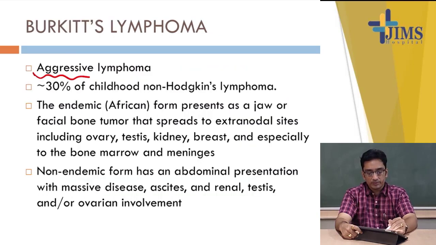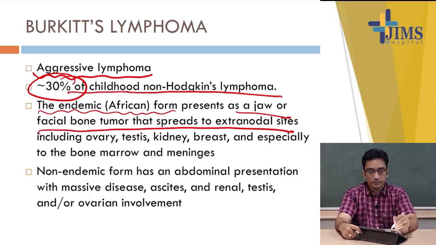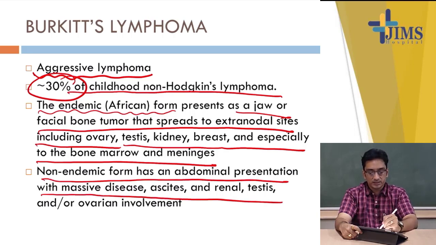Burkitt's lymphoma, very important, aggressive lymphoma, 30% of childhood non-Hodgkin's lymphoma. Two forms: the endemic African form presents as a jaw or facial bone tumor that spreads to extranodal sites including ovary, testis, kidney, breast and especially to bone marrow and meninges. Non-endemic form has an abdominal presentation with massive disease, ascites, renal, testis and ovarian involvement.